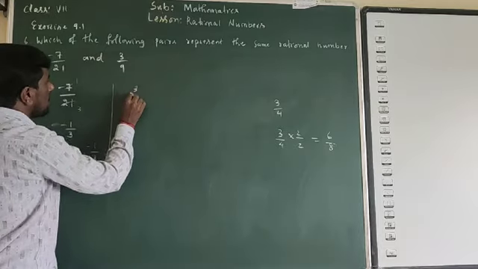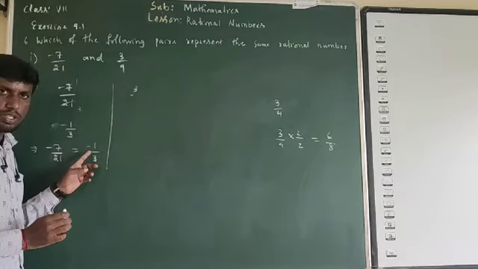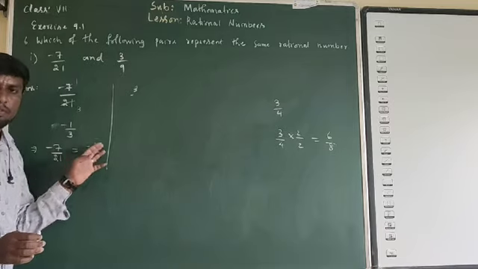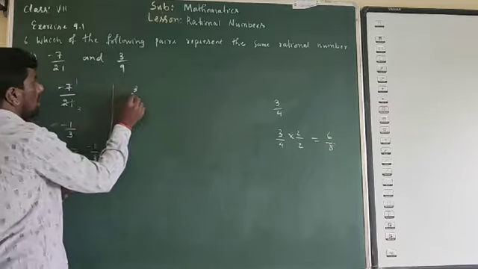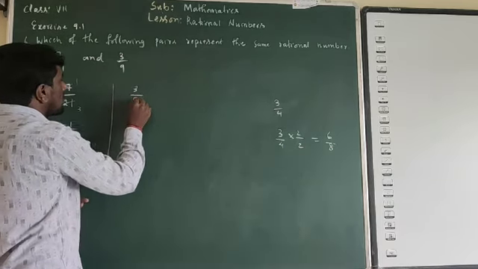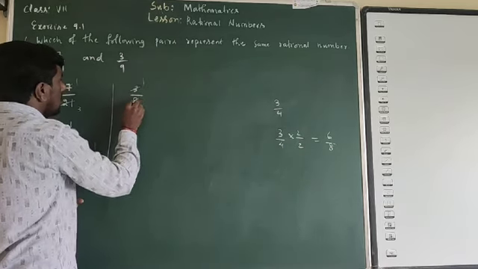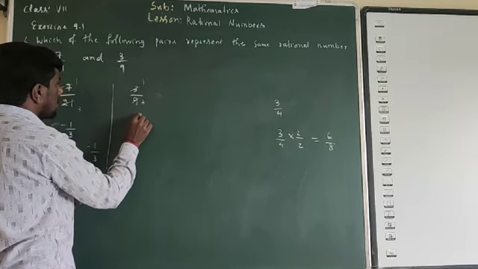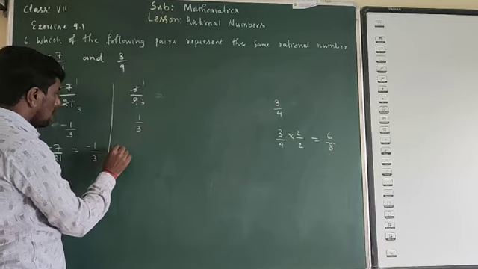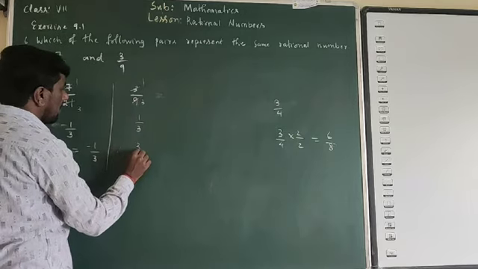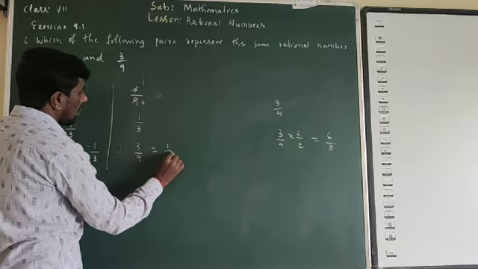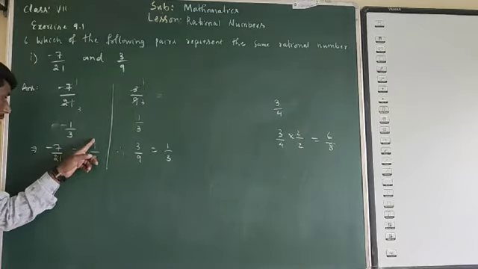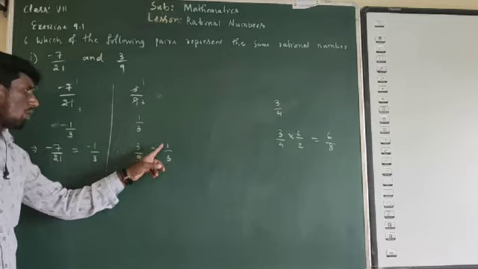Now 3 by 9. Let's look at this. 3 by 9 is not in the simplest form yet, because 9 is divisible by 3. 3 ones are 3, 3 threes are 9. Now what is the simplification? 1 by 3. Therefore, 3 by 9 can be written as 1 by 3. So minus 7 by 21 can be written as minus 1 by 3, and 3 by 9 can be written as 1 by 3.